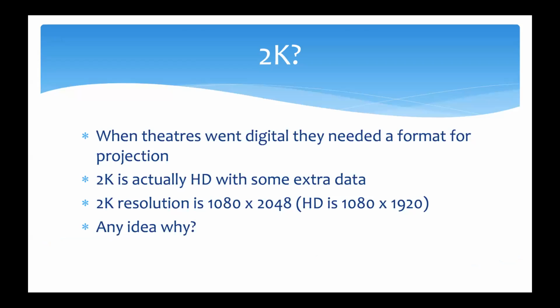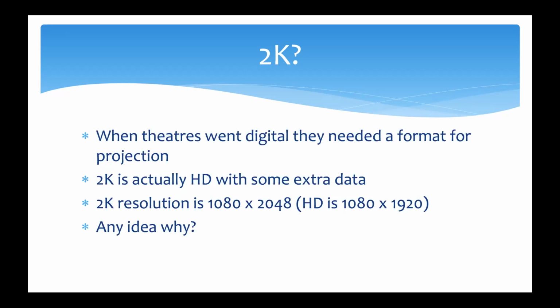So what about 2K? Why do we have 2K? Well, theaters went kind of digital early because there's going to be a lot of money in the conversion from film projectors to digital cinema. And so they needed a format for projection that was ready, but wasn't that expensive. And what was ready was 2K. Because what is 2K? 2K is 1080 by 2048. So really 2K is just a slightly enhanced HD.